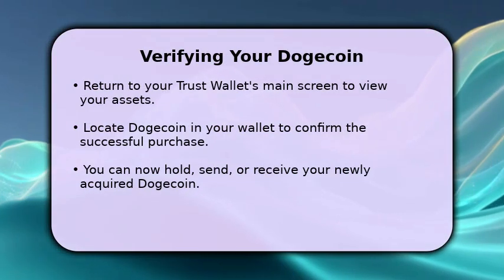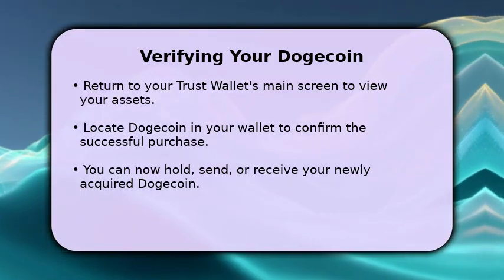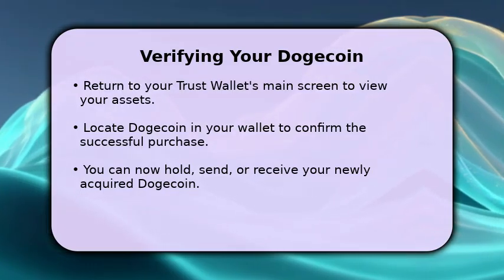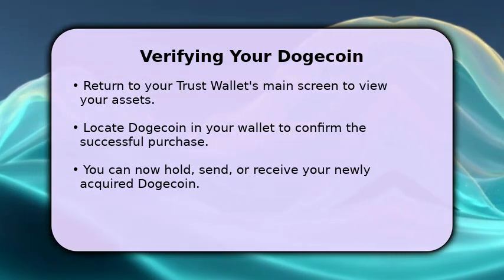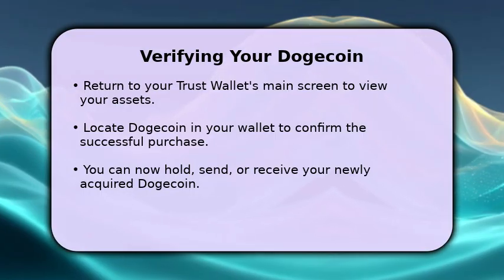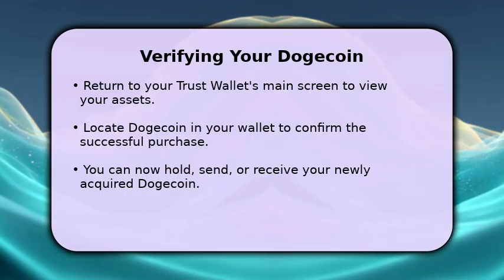After the swap is complete, go back to the main screen of your Trust Wallet. You should now see Dogecoin listed among your assets, confirming your successful purchase. You can now hold your Dogecoin, send it to another wallet, or receive more. Congratulations, you've successfully acquired Dogecoin using Trust Wallet.